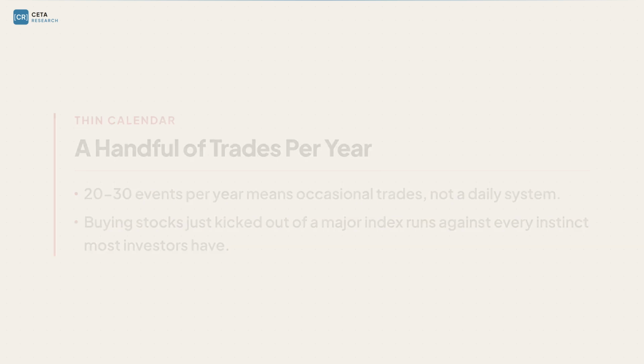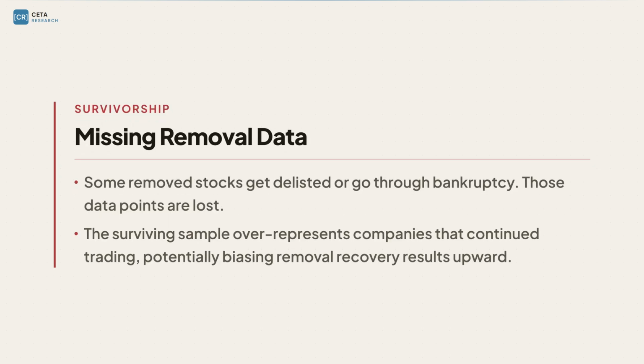Survivorship bias on removals is a genuine concern. Some removed stocks get delisted or go through bankruptcy after leaving the index. If we can't track their price, we lose those data points, and the ones we lose are likely the worst performers. That could bias the removal recovery results upward.